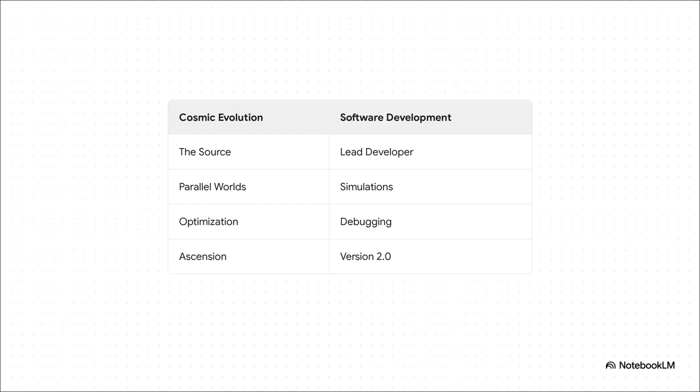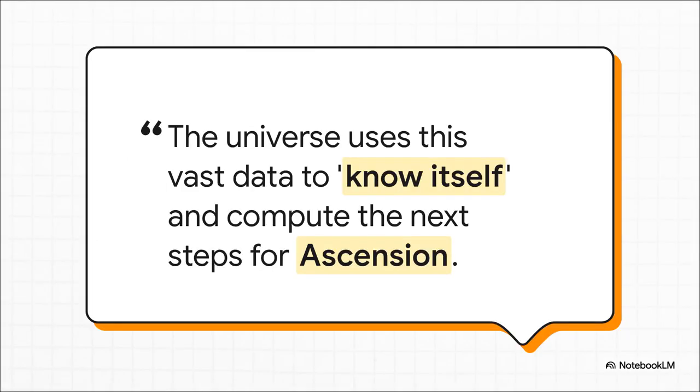Seriously, think of the universe as a cosmic GitHub project. This source is your lead developer. All those parallel worlds we mentioned, those are just feature branches. They're A/B tests, simulations running to find the best possible outcome. And the ultimate goal is just like any dev team's: debugging the system and tuning its performance for the next big release. So what this all means is that the universe is literally designed for self-improvement.